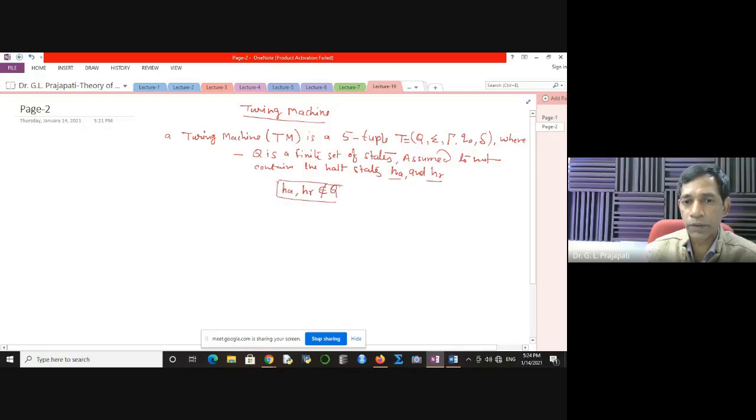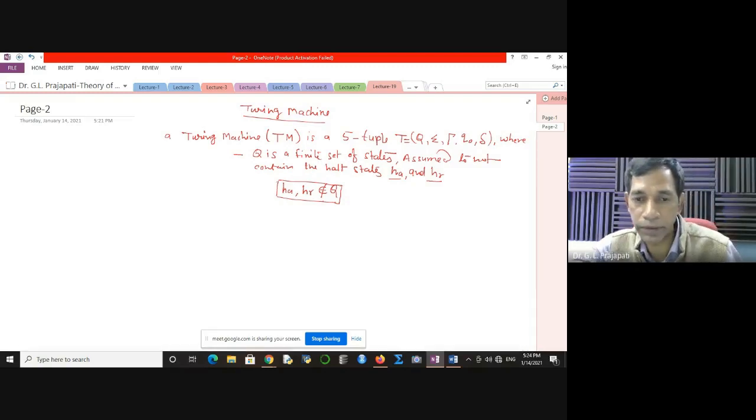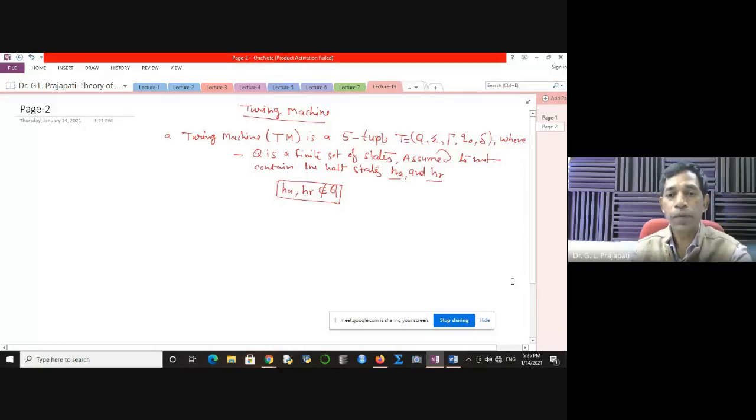This is an important thing. We have two extra states, HA and HR. We will use HA and HR for denoting the halt state. Q is the finite set of states, and we are assuming that HA and HR are not in the set Q. HA is the acceptance condition and HR means rejection.